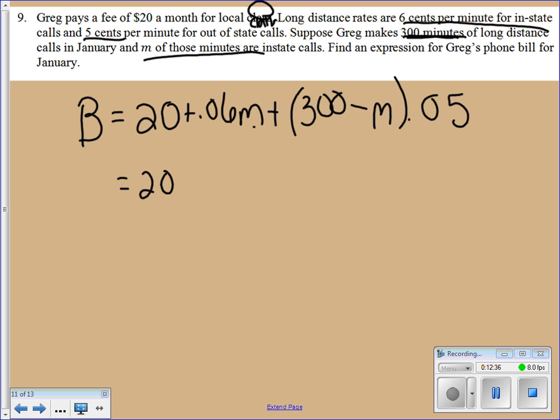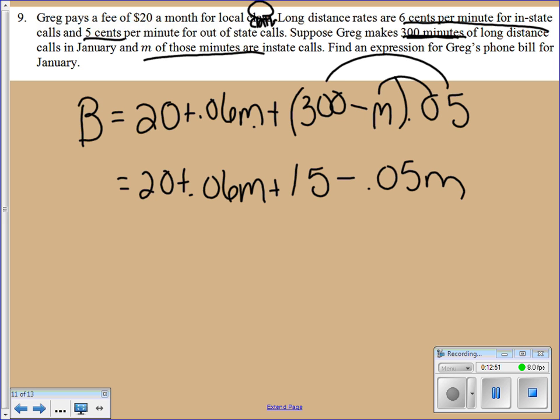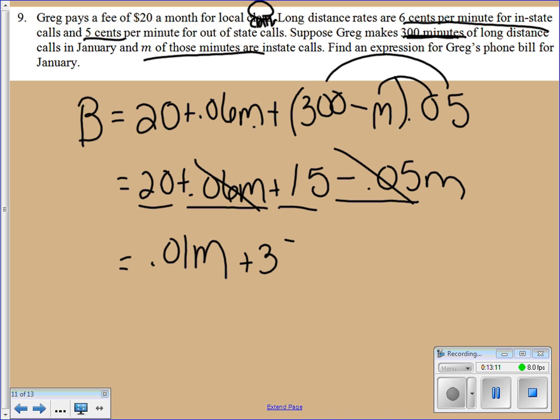This I can't do much about right now. I can take this 0.05 and I can distribute it in though. So 0.05 times 300 gives me 15 minus 0.05 M. All I did was distribute in that 0.05. Last thing I need to do is combine like terms. Well, let's look at this first. 0.06 M minus 0.05 M is going to give me 0.01 M. These two terms have been combined. Then I have 20 plus 15 is going to give me 35.